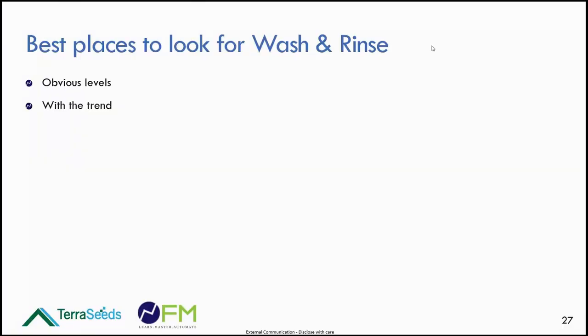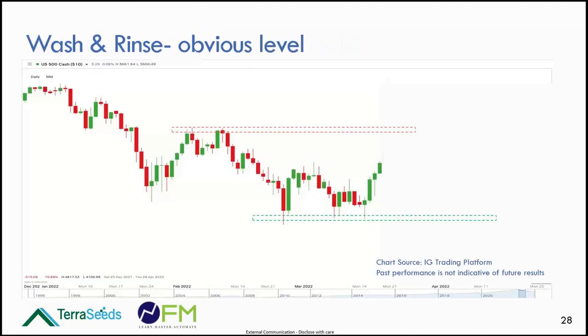All right, so let's come back into here. Okay, so how to strengthen the wash and rinse will be something that you want to know. All right, and the answer is actually very easy. I covered that already. One is to use an obvious level. The other one is to trade with the trend. So now you are expert. So I have drawn in two lines here. One line is the red color line. Okay, so let me just draw this one here.